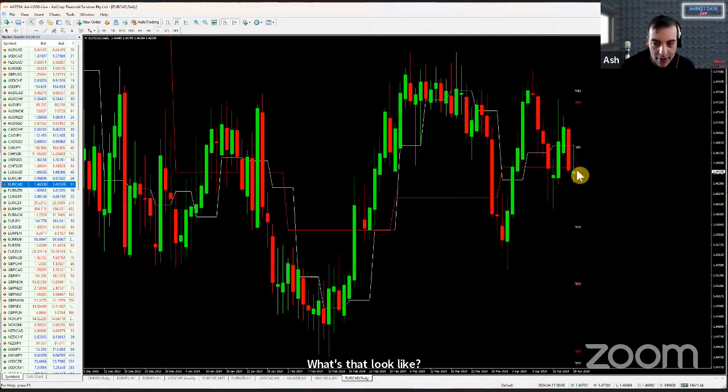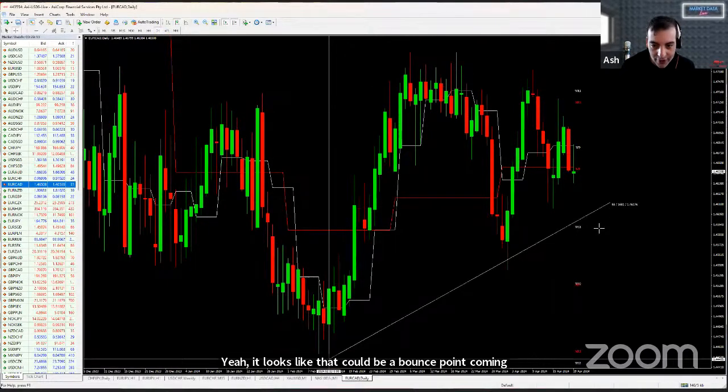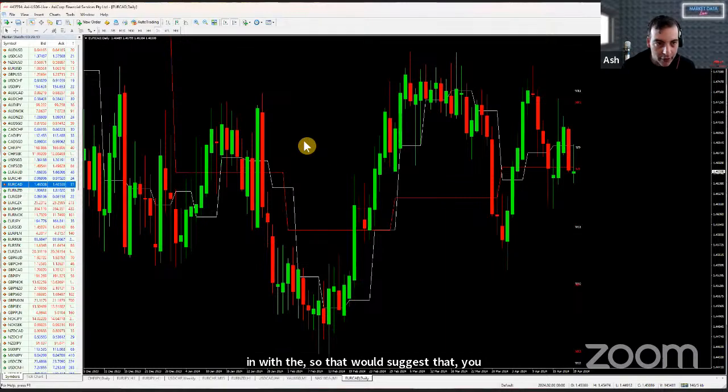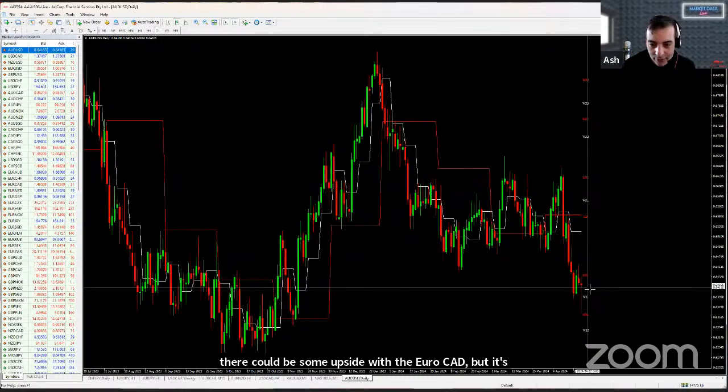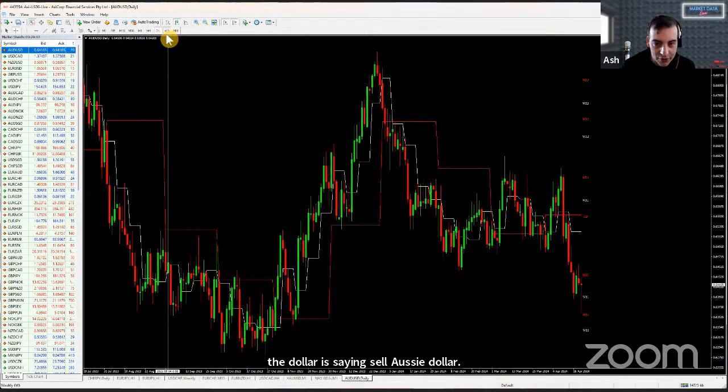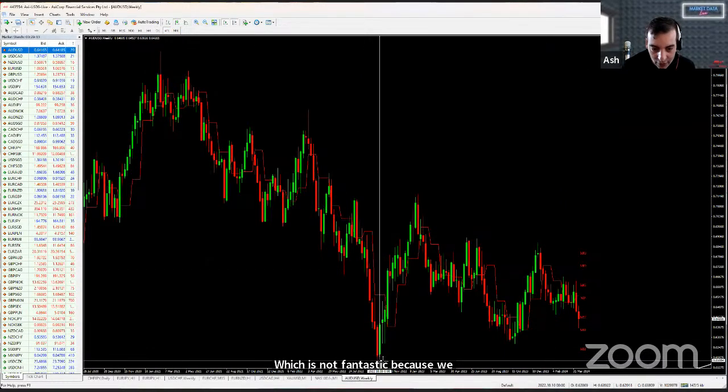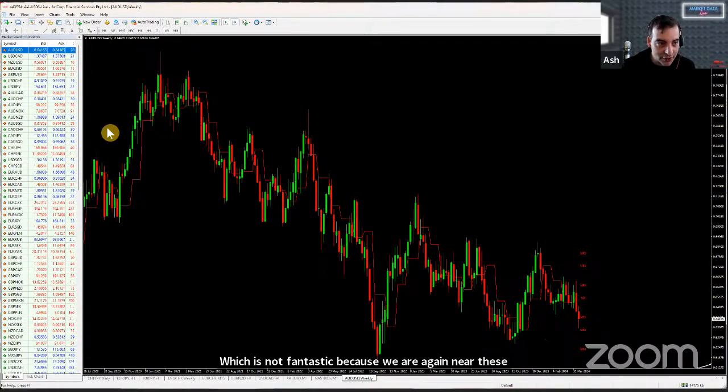Yeah, it looks like there could be a bounce point coming in with the Euro CAD. So that would suggest there could be some upside with the Euro CAD, but it's not really clear. But as I say, the dollar's the one. The dollar's saying sell Aussie dollar, which is not fantastic because we are again near these lows. So we're near technical lows here, but it is still suggesting sell it.